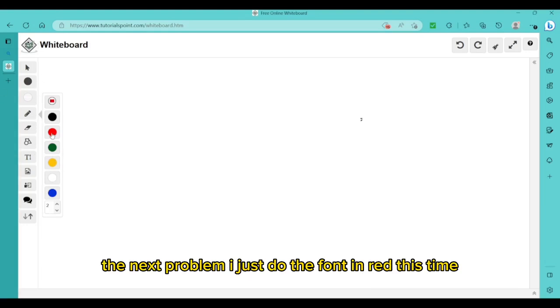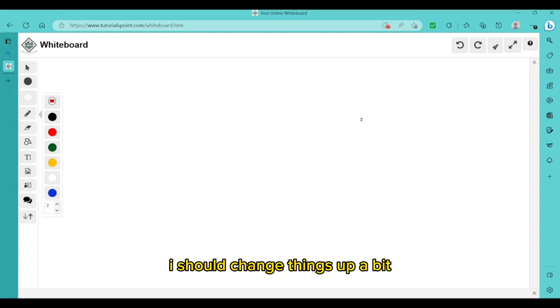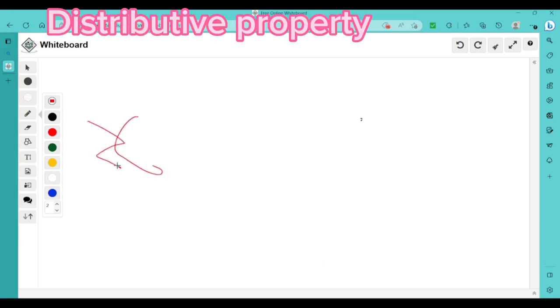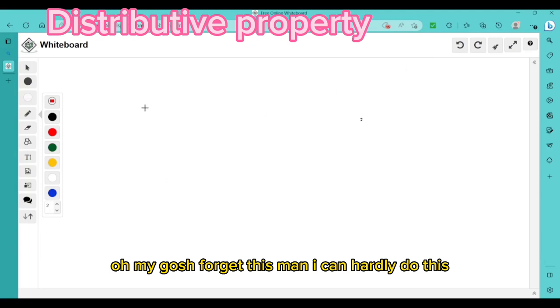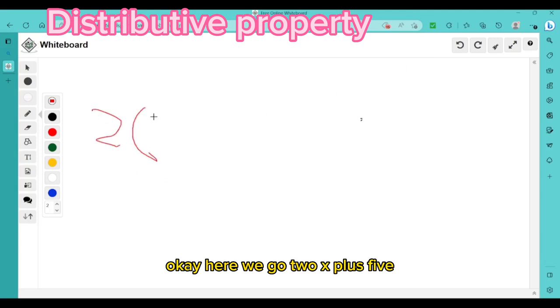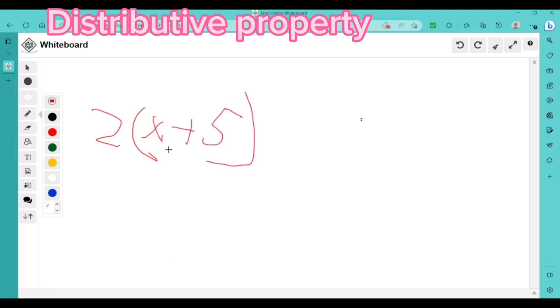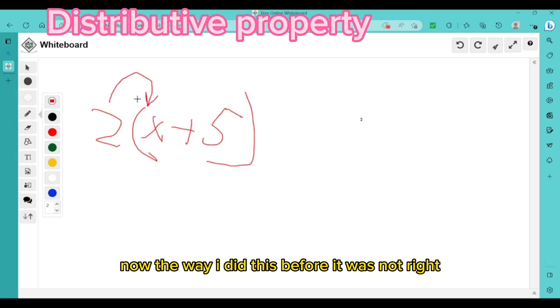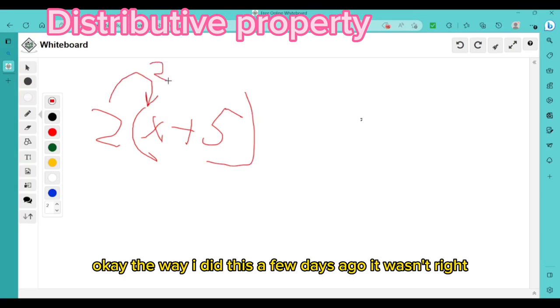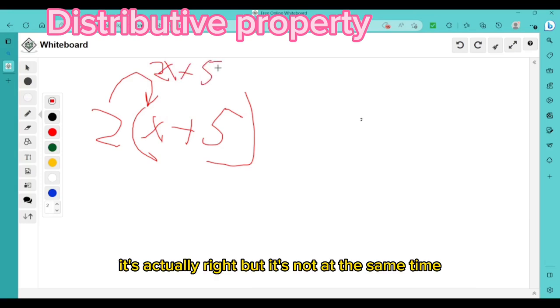Moving on with our next problem. Let's do the font in red this time. And to change things up a bit, let's do it like this. So, let's say we have, for an example, this problem. Okay, here we go. 2x plus 5. Now, the way I did this before, it was not right. The way I did this a few days ago, it wasn't right. It's actually right, but it's not at the same time.